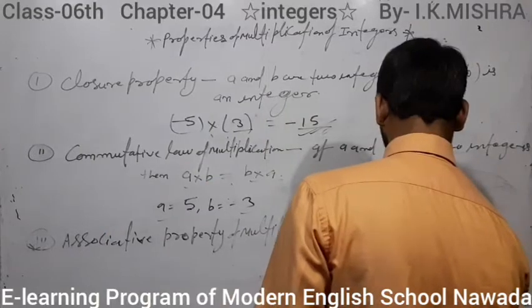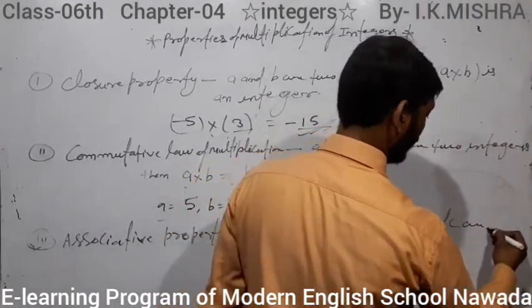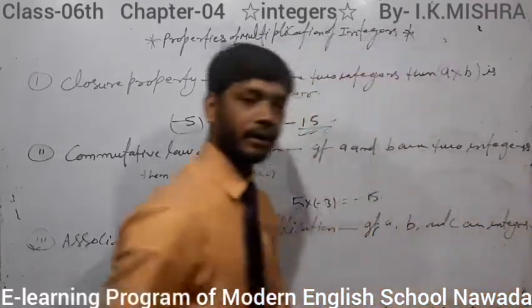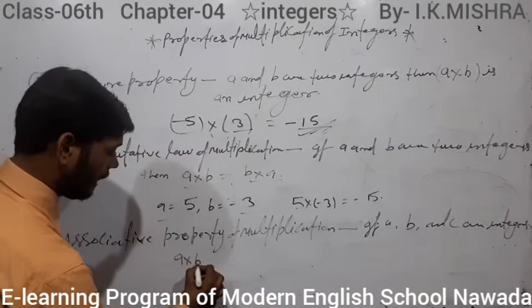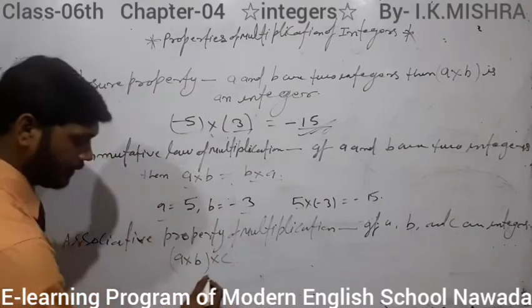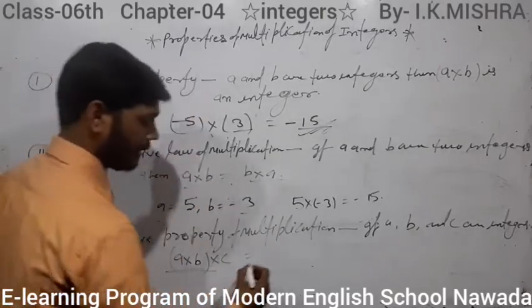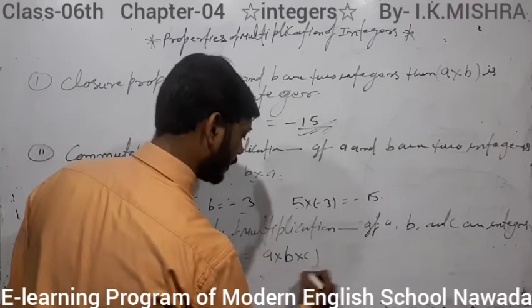If a, b and c are three integers, then a into b into c: first multiply two integers and then the third. Here (a into b) into c is equal to a into (b into c).